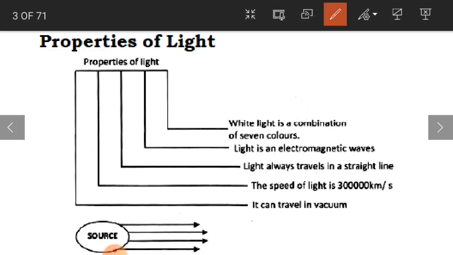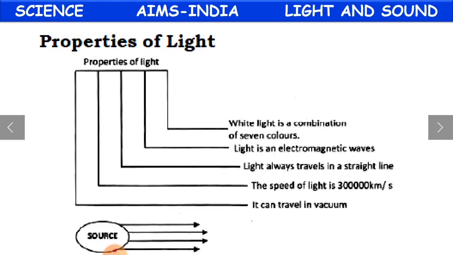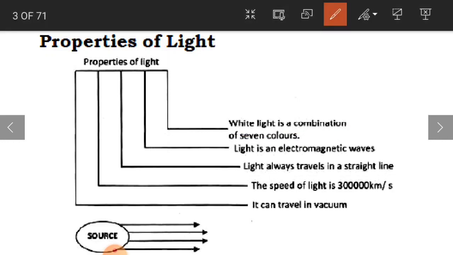What are the properties of light? The first one is white light is a combination of 7 colors. The other one is light is an electromagnetic wave. And the third one is light always travels in a straight line.